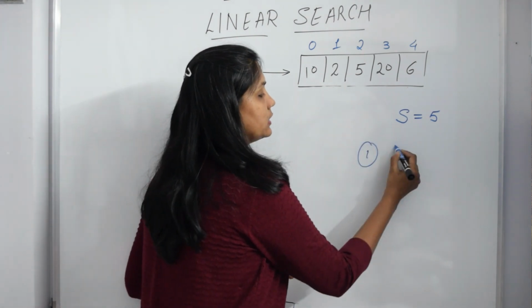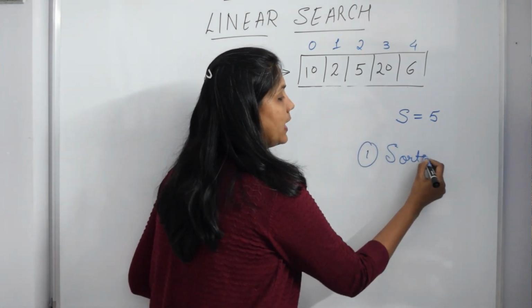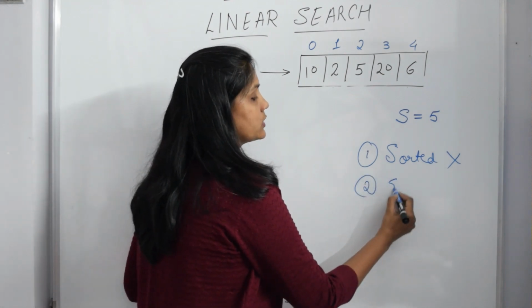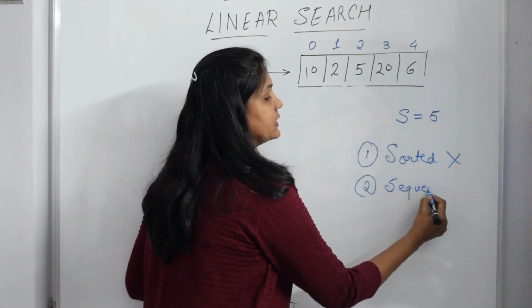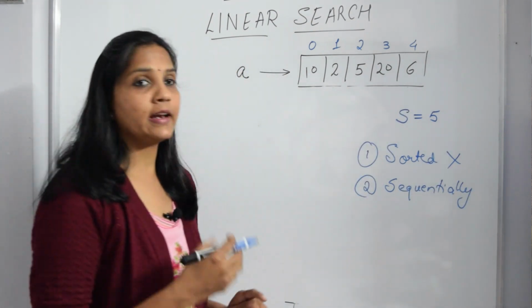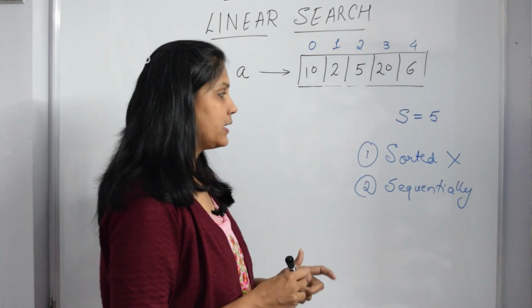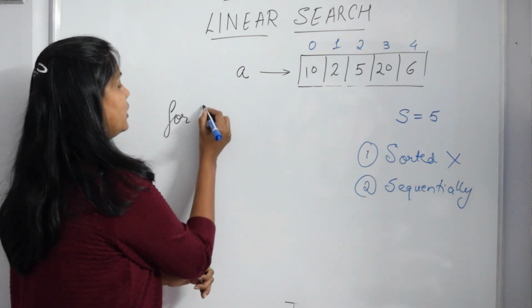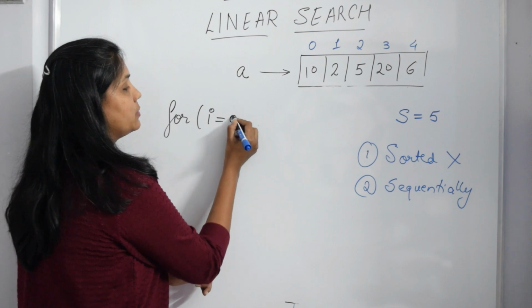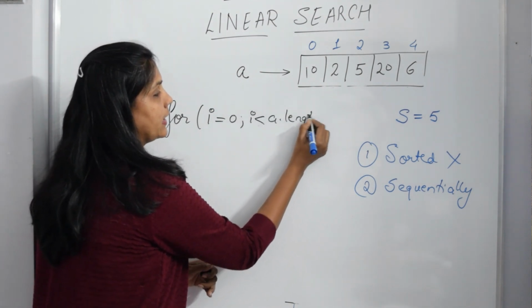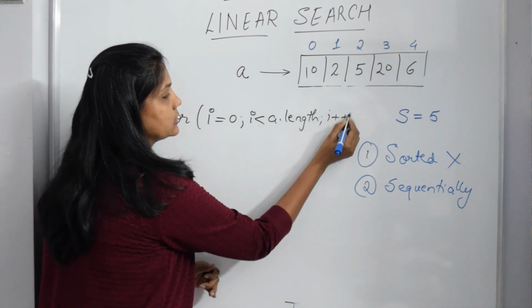Linear search doesn't require your elements to be sorted. Secondly, you search elements sequentially. Now we all know that for iterating over the array and getting access to every element in the array, we use a for loop. So here as well, we'll have a for. We'll have a variable that starts from 0, goes till the length of the array, and i++.